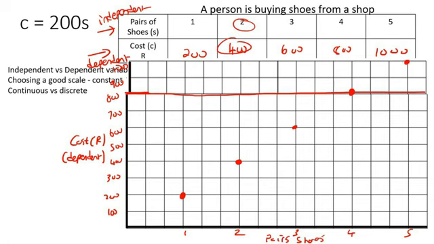Would it make sense to cross these or to put a line in between? It would not, because let's say you chose this point, then that means you're buying 1.5 pairs of shoes. You can't buy 1.5 pairs of shoes. So it only makes sense that we keep it like that with little dots, okay? You don't want to join it. So this is going to be discrete. Okay, and that's everything. We said is it continuous or discrete? It's discrete, and then independent, dependent I showed you, and then we chose a good scale.